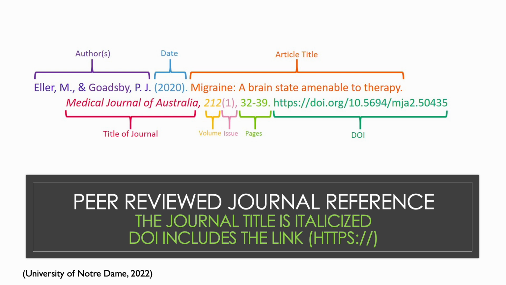The last piece of information at the end is the DOI. The DOI must include the link. The DOI does not include HTTPS in front of it. It is just the link to the article. As a guide, links in APA 7 are intended to be clicked on and opened to the site referenced.